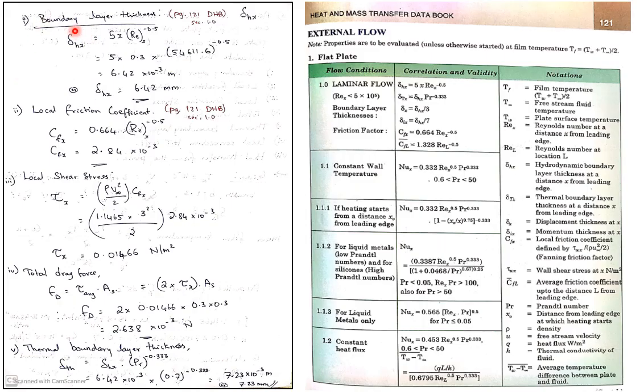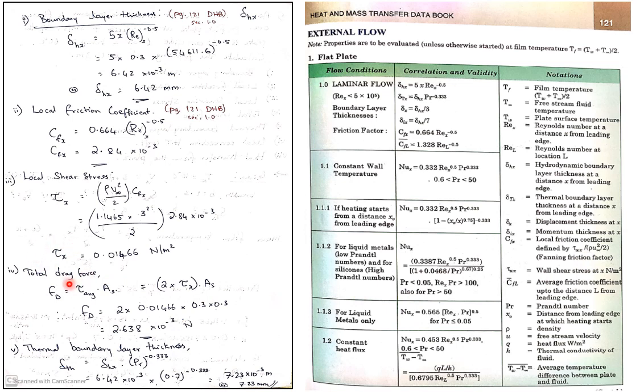The very first step is to find the boundary layer thickness. You can see the boundary layer thickness here. The same formula we have to use: substitute the value of x and Re, and you will get delta x. Next, the local friction coefficient, which is Cfx. Just substitute the value of x here. Next, local shear stress, tau x. This formula you will get from here, which I have been telling from the past two problems. So this is the method of taking the values from the data handbook.